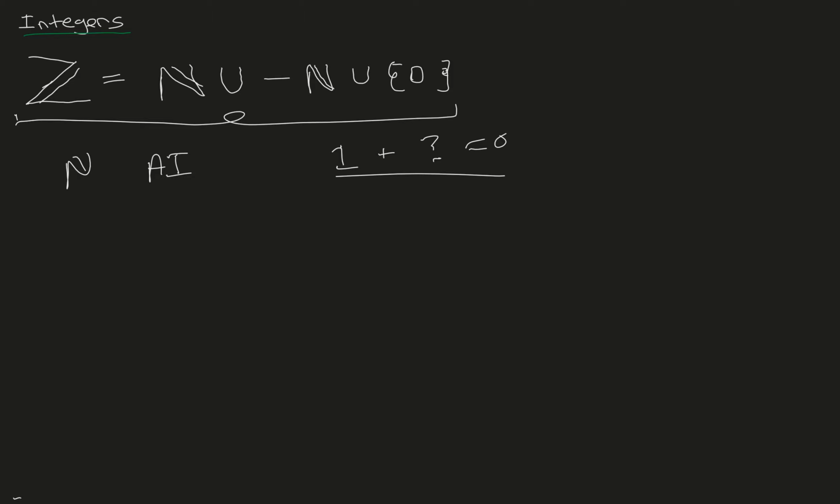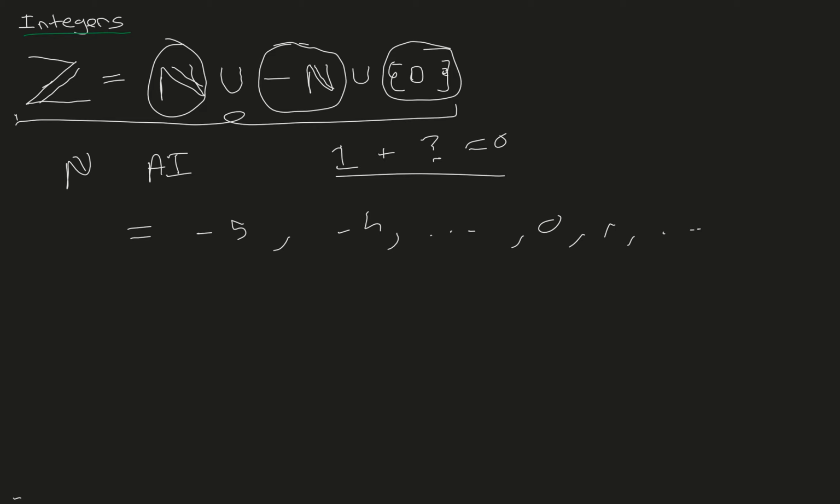The integers are defined as the union of the natural numbers, the union of the negative natural numbers, and the union of 0. So now we have a set which looks like this, which is better than what we had before with the natural numbers. Now we have additive inverses and we have a 0. So this number system seems to be more complete, but there's still a problem.